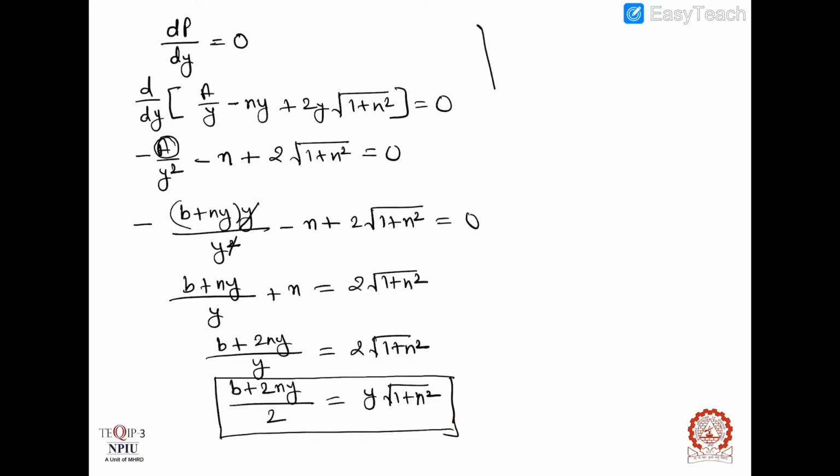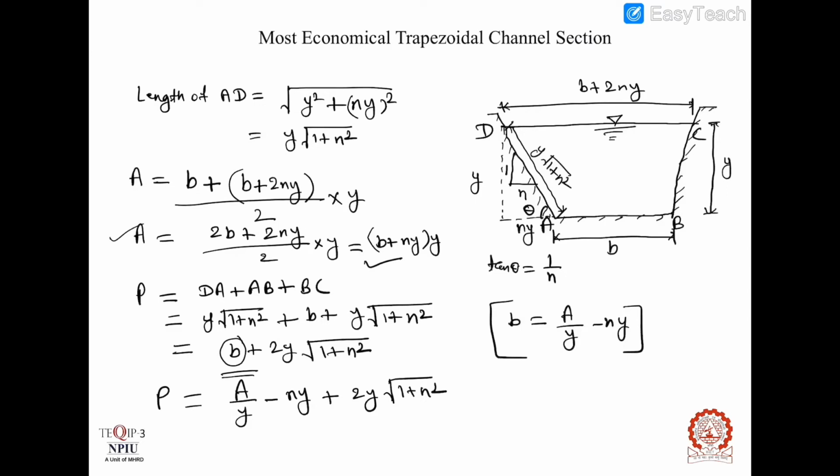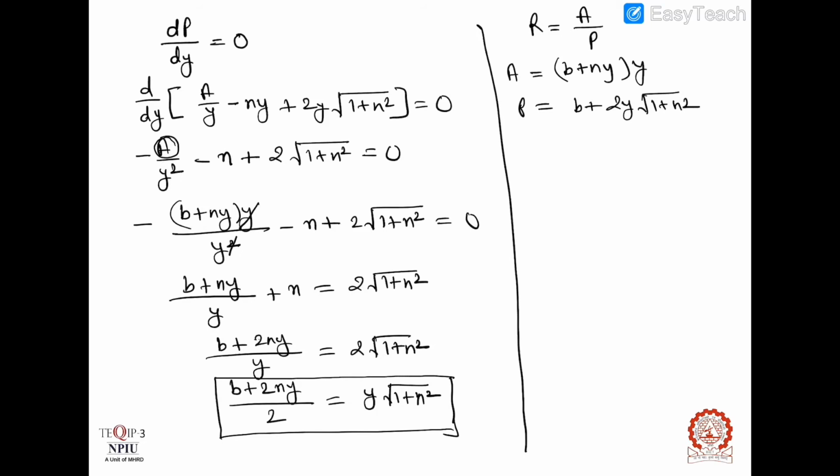Now let's talk about the hydraulic mean depth or hydraulic radius. What is hydraulic radius? That is area of flow divided by P. Now area of flow in this case is (b plus ny) into y, and perimeter is b plus 2y root over 1 plus n square. Okay, this is the perimeter.